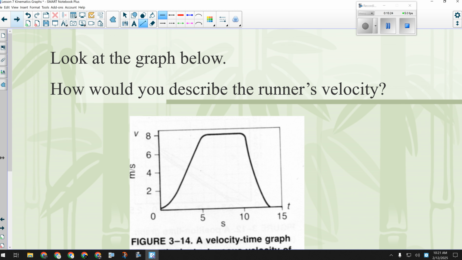And in fact, they actually come to a stop. How do I know that? The line ends at 0. Right, it goes down to 0. It goes down to where my velocity would be 0, and thus I would be stopped. Okay? They stop pretty fast.